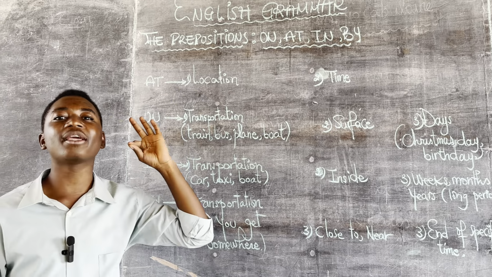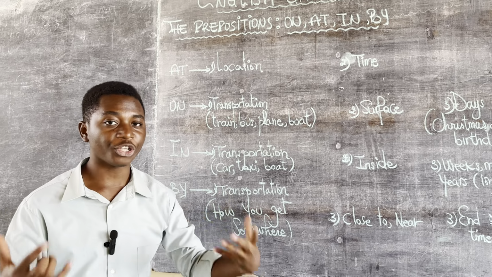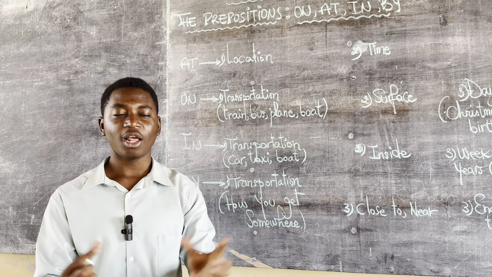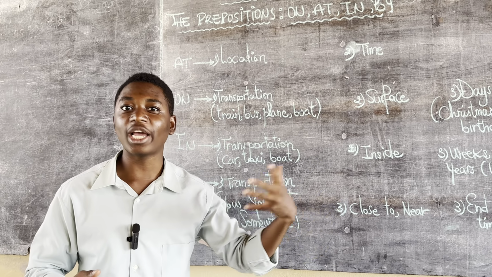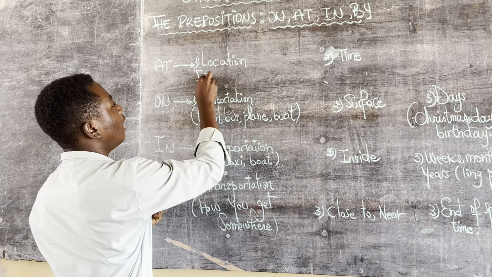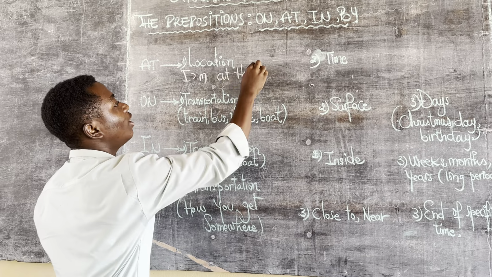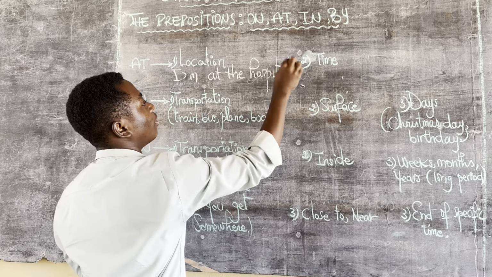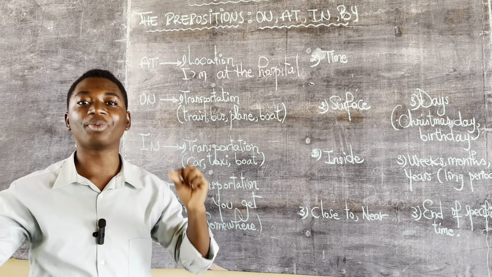For example, somebody asks you, okay, where are you at the moment? Where are you at the moment? And you want to give the location. Let's say you are at the hospital. You will say in English, I am at the hospital. I'm at the hospital.